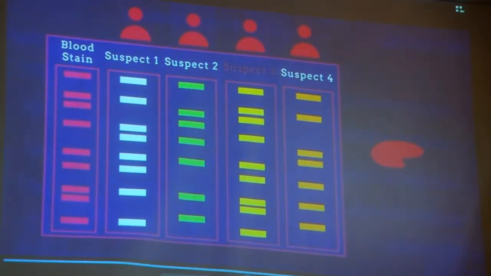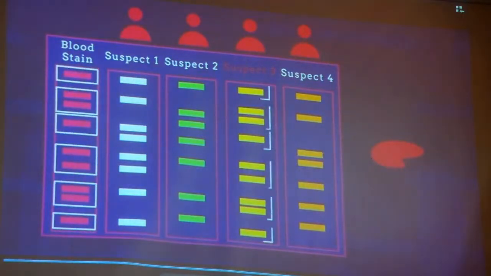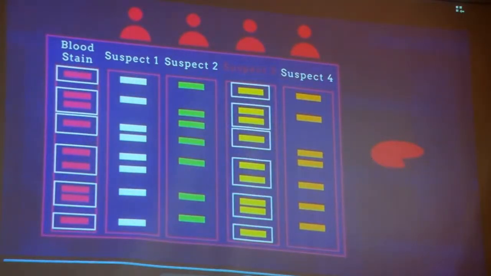Suspect 3 is guilty. Can you see how the pattern of bands matches in Suspect 3 and the crime scene? Their DNA is the same.